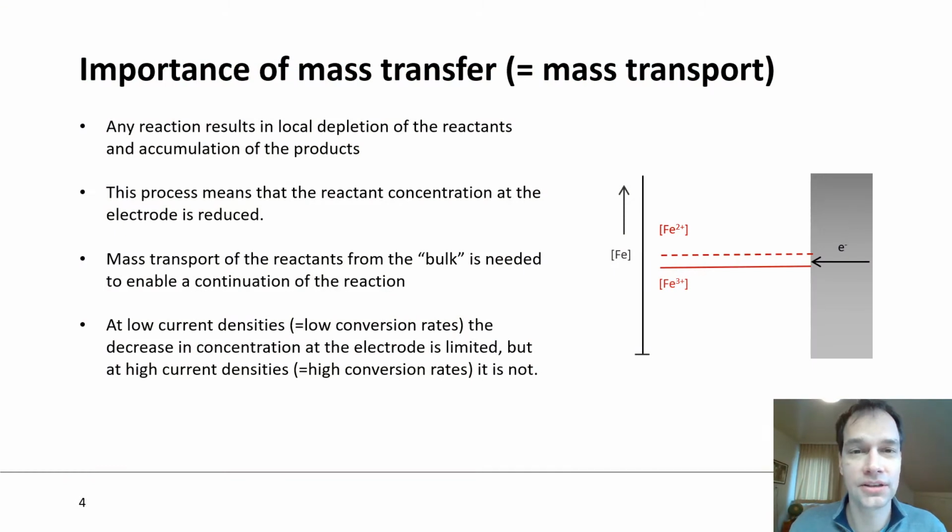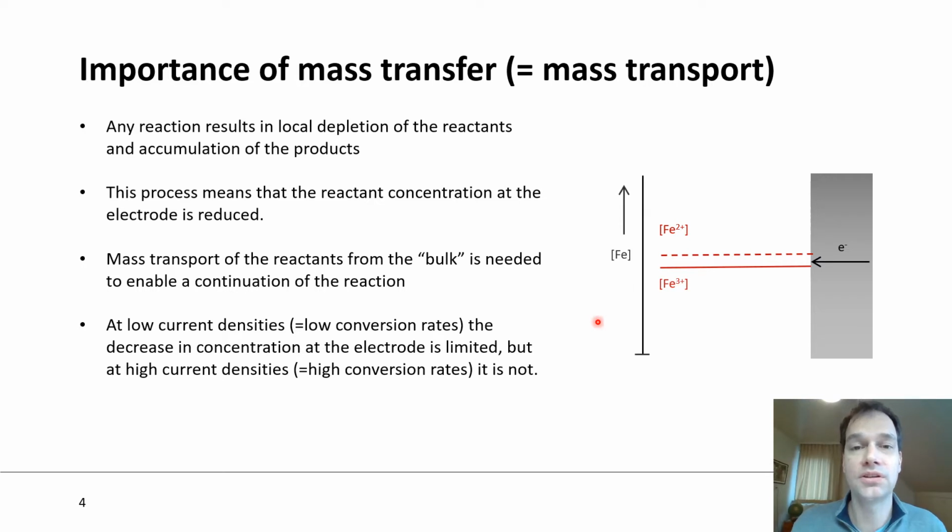Let's start with a general introduction of mass transfer in electrochemistry. We do this with this scheme, this example, where we see an electrode and the concentrations of iron 2 and iron 3. Now, if there's no reaction at the electrode, then there's no concentration difference between the situation at the electrode and in the bulk.